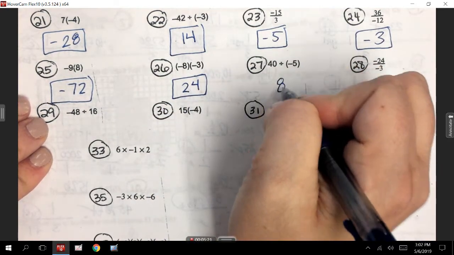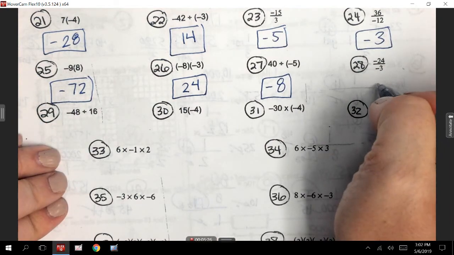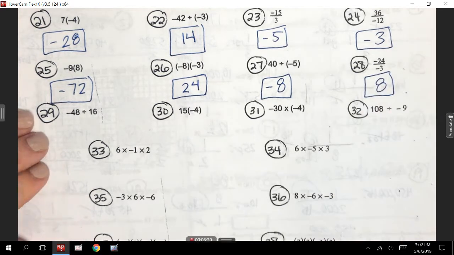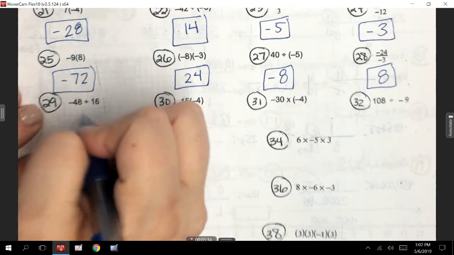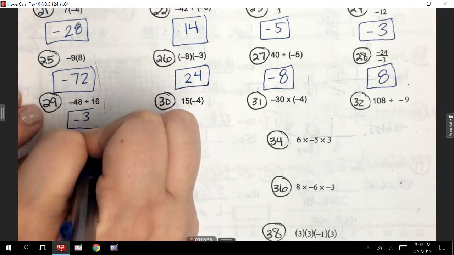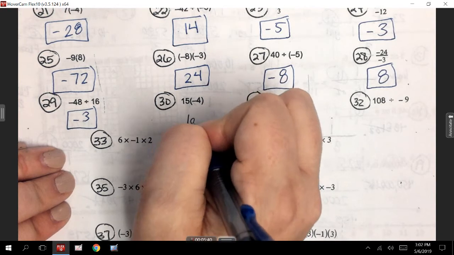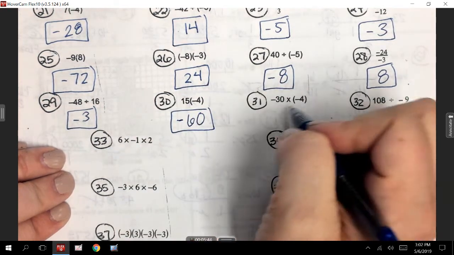40 divided by 5 is 8. It's negative because they have different signs. 24 divided by 3 is 8, and it's positive because they both have the same sign. 48 divided by 16 is 3, and it's negative because they have different signs. 15 times -4 is, 15 times 4 is 60, and then it's negative since they have different signs.